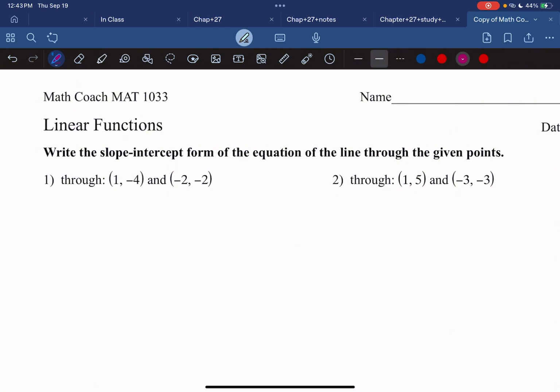Write the slope-intercept form of the equation of the line through the given points. Now what's slope-intercept? Y equals mx plus b, in which m is our slope. We're given 2 points. First, let's find the slope. How do you find slope? y2 minus y1 over x2 minus x1. We can label them. So x1, y1, x2, y2.